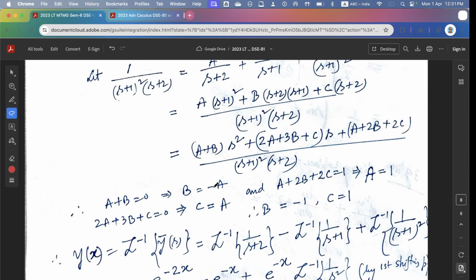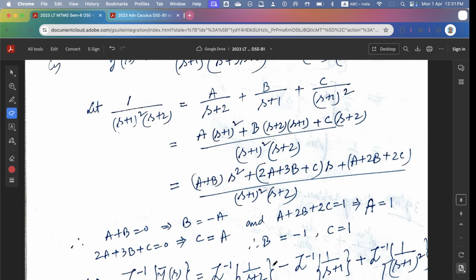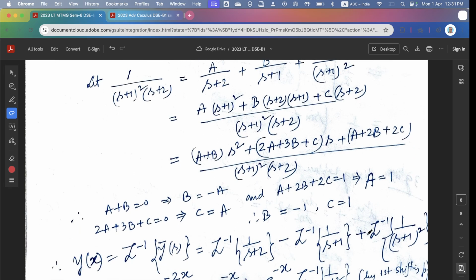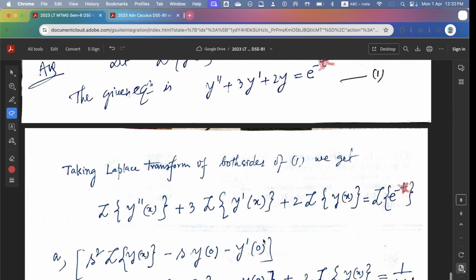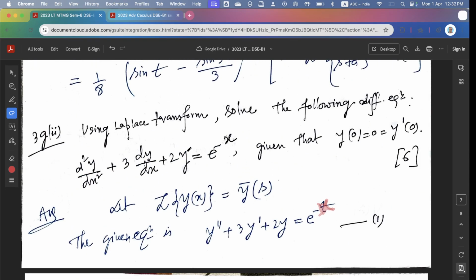And so we put this value A equal to 1, B equal to minus 1 and C equal to 1. So we get L inverse of 1 by (s plus 2) minus L inverse of 1 by (s plus 1) plus L inverse of 1 by (s plus 1) whole square. So we get e to the power minus 2x minus e to the power minus x plus e to the power minus x times L inverse of 1 by s square, by first shifting property. So this equals e to the power minus x into x. So this is the answer: e to the power minus 2x minus e to the power minus x plus e to the power minus x into x. And this is the particular solution of the given differential equation.